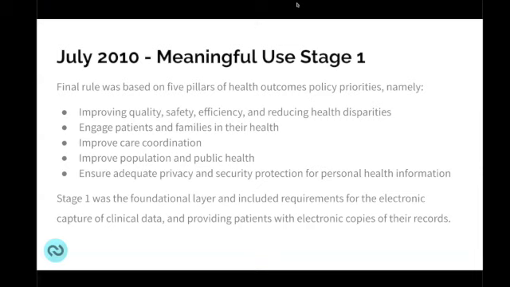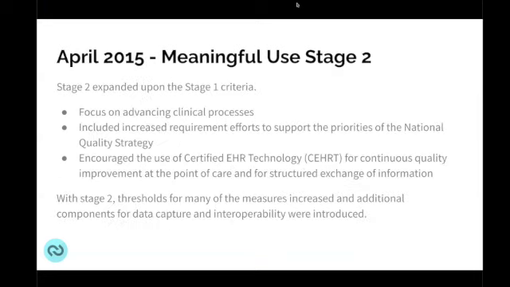So stage 1 was really the foundation layer that was put in place. It was from the very beginning always intended to be a multi-layer process, and they did intend to have 3 stages. So stage 1 was that foundation level and really focused on capturing clinical data electronically and providing patients with electronic copies of their records. And the electronic copies of their records that were required in meaningful use stage 1, that was just to put things on a thumb drive or to give them access through a portal. So it wasn't really what we're thinking of right now. It was just the beginning of that.